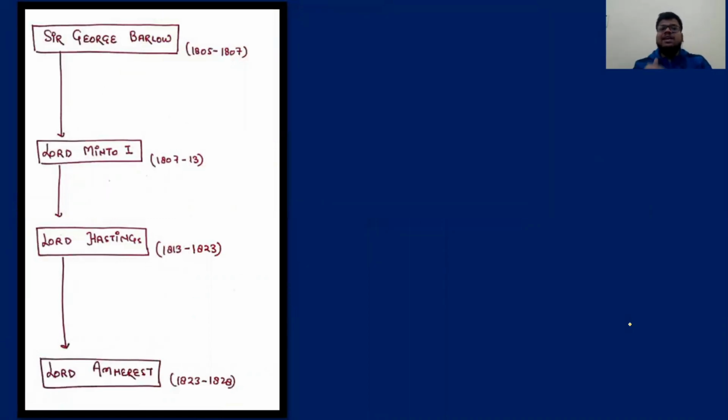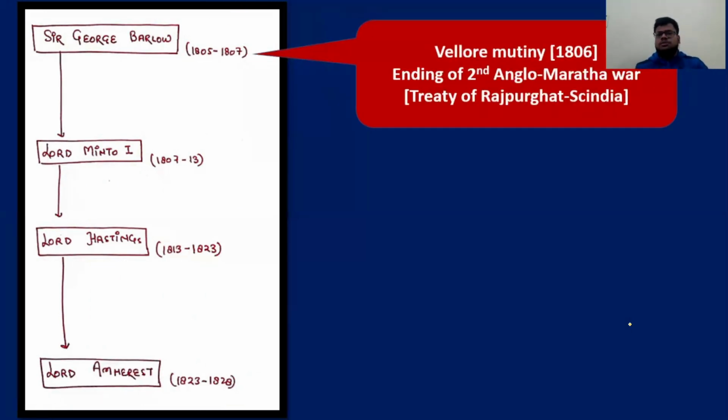Then after Wellesley came George Barlow for only 2 years, right? In his time the Vellore Mutiny happened. At that time, William Bentinck was also in India. When we discuss William Bentinck, we'll see that he was in India when the Vellore Mutiny happened. And in his time, the ending of the Second Anglo-Maratha War also happened with the Treaty of Rajghat, where the treaty was signed by Scindia, and it was part of the series of subsidiary alliances that were signed.